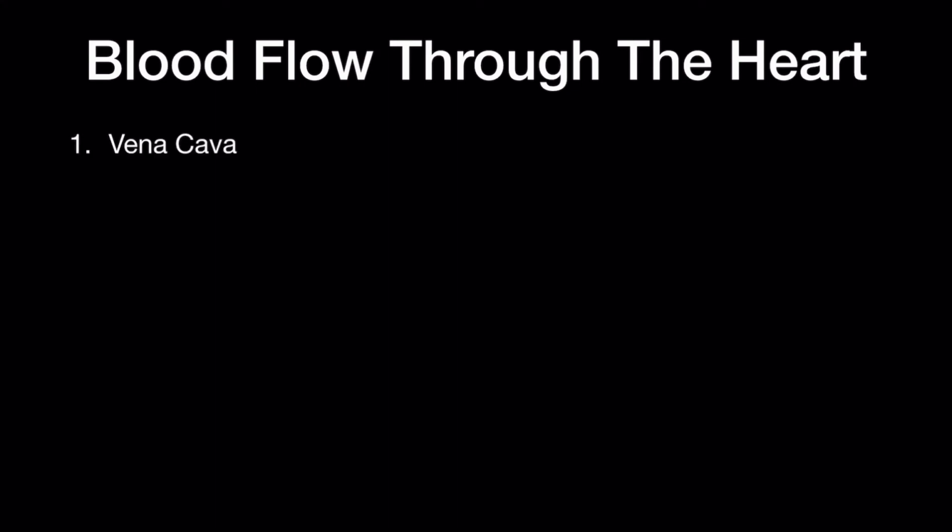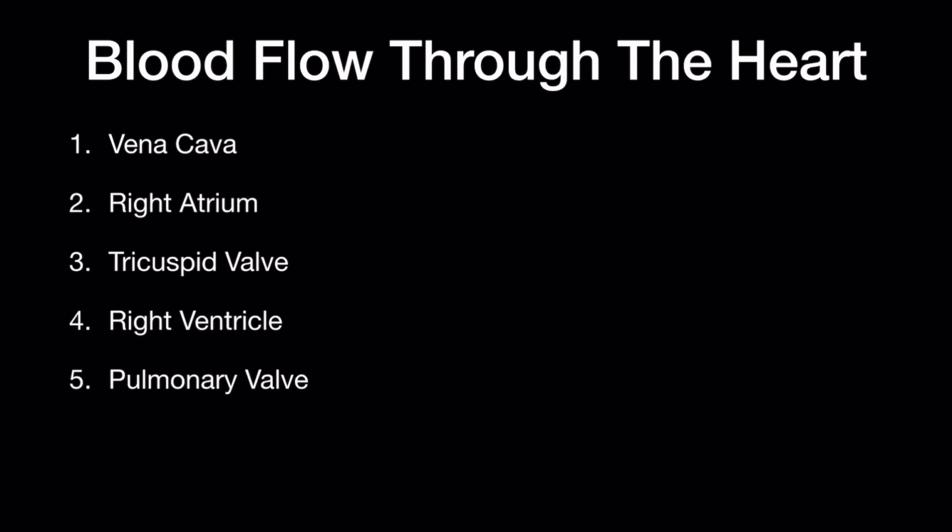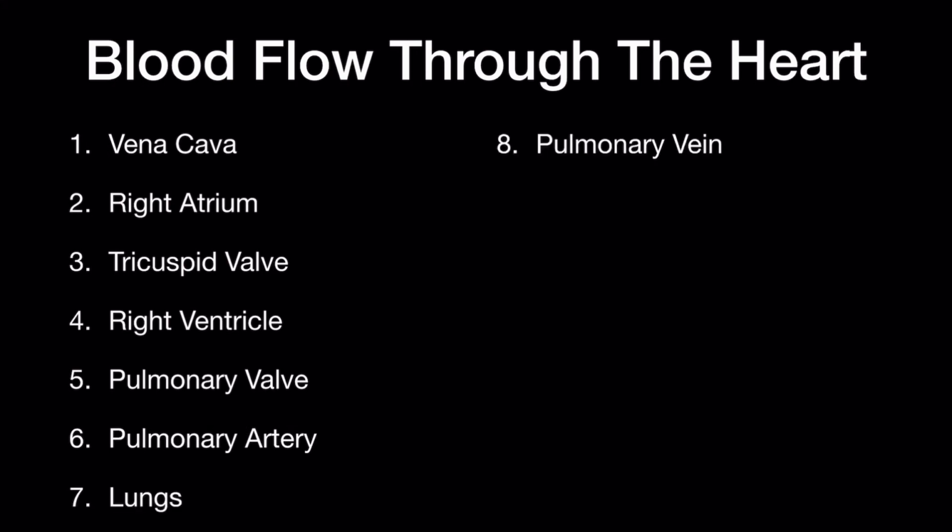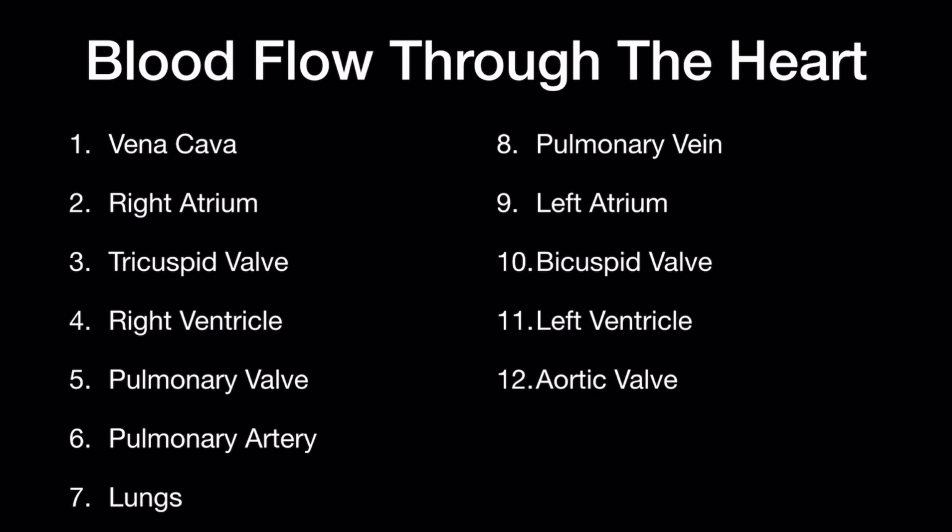So our blood flow through the heart. This is just our summary. Our first step is the vena cava, then the right atrium, tricuspid valve to the right ventricle, then we're going through the pulmonary valve, the pulmonary artery, the lungs. From the lungs, we come back via the pulmonary vein, which is the only vein that carries oxygenated blood, and then we're going to the left atrium, and then we're going through the bicuspid valve, and through that bicuspid valve, we're going into the left ventricle, and from the left ventricle, we're going through the aortic valve, and then from the aortic valve, we're going out the aorta. From the aorta, we're going to the body.